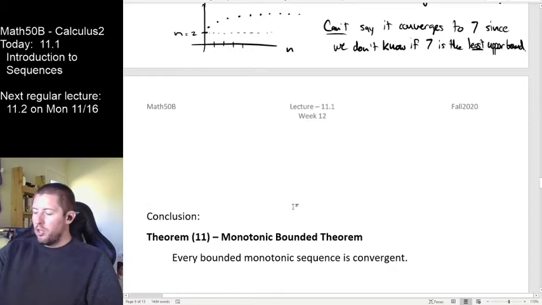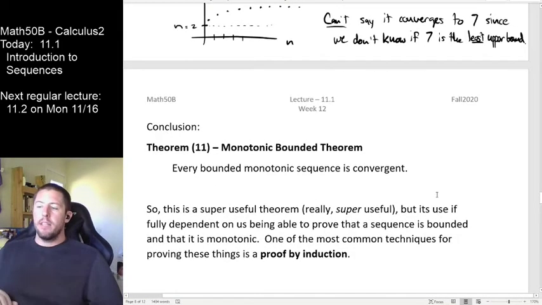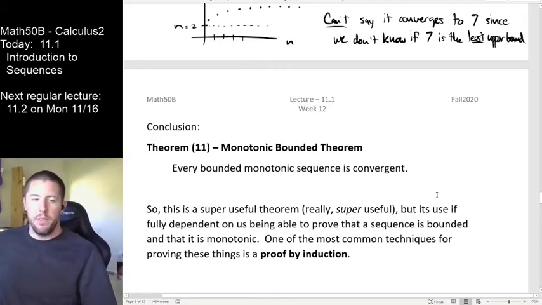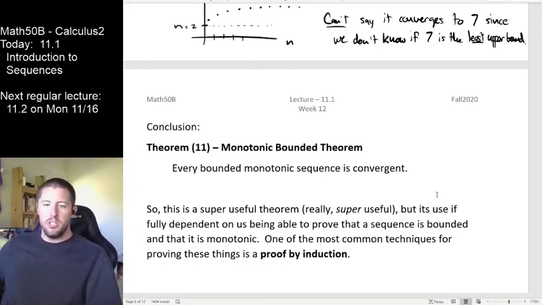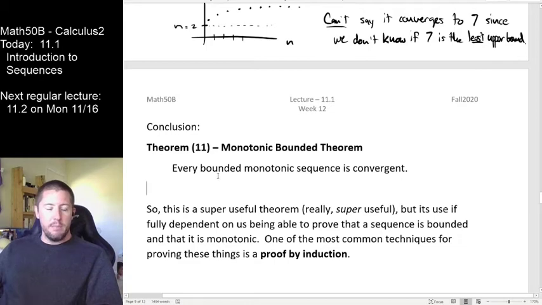So our kind of conclusion from what we just looked at there is a very, very special theorem. It's called the monotonic bounded theorem. It's a super useful theorem for identifying if a certain sequence converges or not. This very simple theorem, out of all the terrible notation you've had to see today, is much more simply stated. If a sequence is both bounded and monotonic, it is guaranteed to converge. So what this says to us is if we can prove that a sequence is bounded, and then if we can prove that it's monotonic, then those two things together will combine to conclude it must have converged.